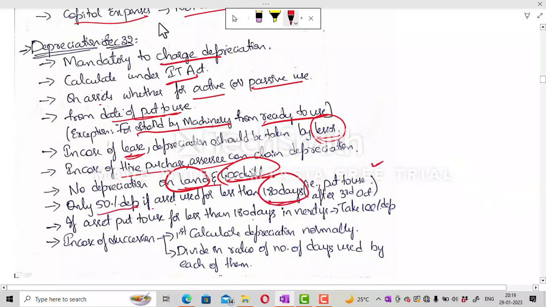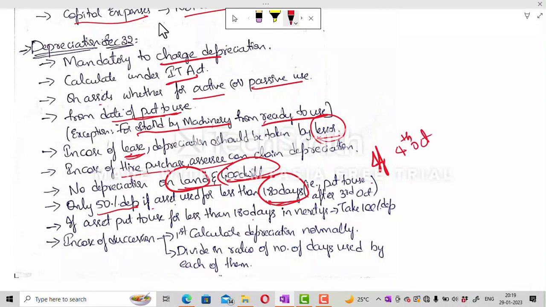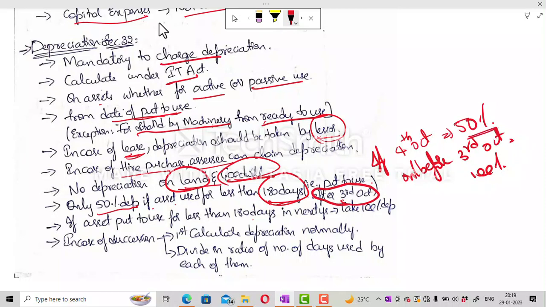Because if you have put the asset to use from 4th October, meaning after 3rd October, any date from 4th October, you can take only 50% deduction. If it is on or before 3rd October, 100% deduction. So I have given this date because instead of calculating every time how many days they have used, if you remember this date, 3rd October, you can easily calculate 50% or 100% of depreciation.